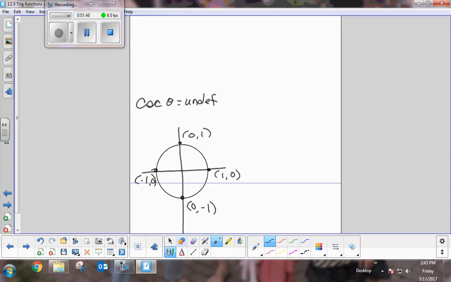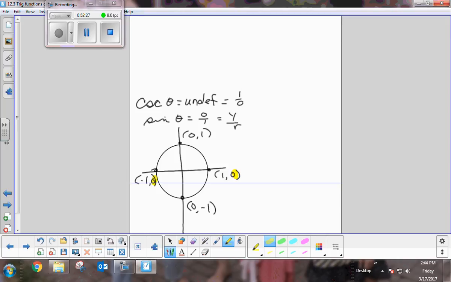Okay, well, cosecant is the reciprocal of the sine, right? So this means it would be undefined, it's 1 over 0, right? Therefore, the sine of theta is 0 over 1, which is y over r. What do I want to be 0? The y value. So where is the y value 0? I have two places here where the y value is 0.